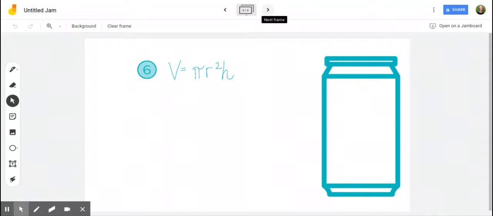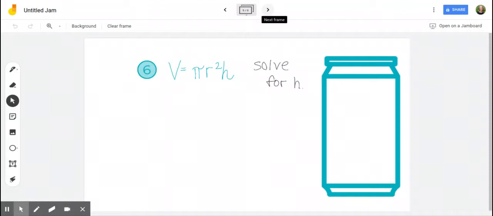But maybe you don't always want to solve for volume. Maybe volume is not always what you want to solve for. Maybe you want to solve for the height, right? Maybe you know how much liquid you want to put into something, but you need to know how tall the can needs to be to hold that much liquid. Okay, so in this example, we're going to solve for height. So I'm going to put solve for H.